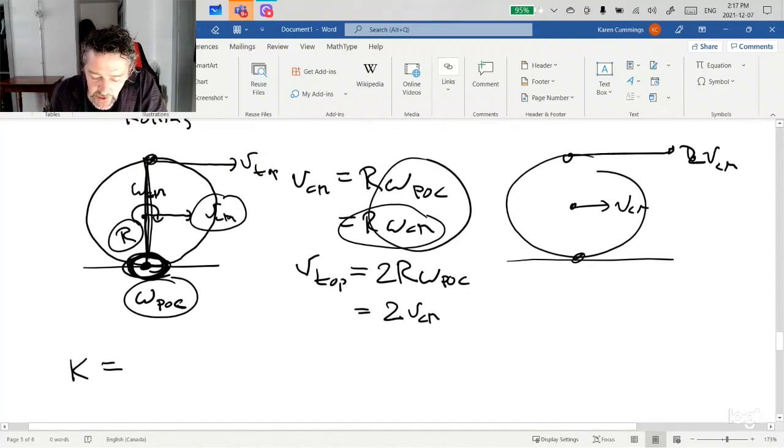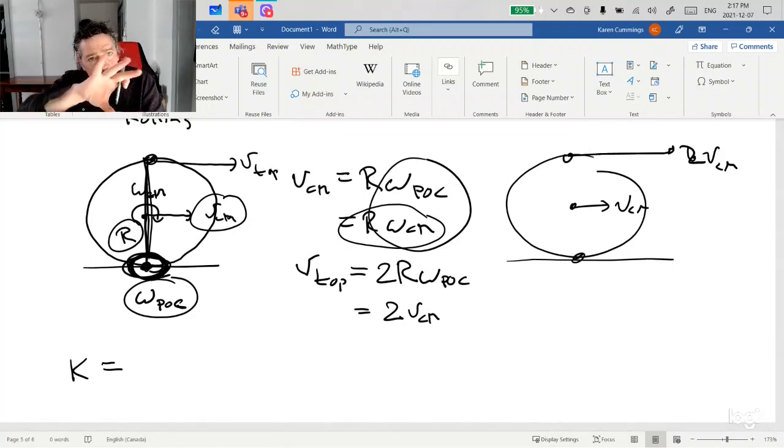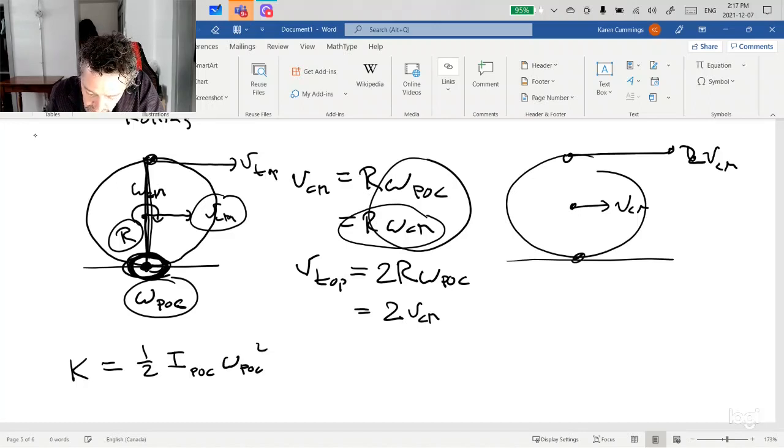So if we're thinking about it as point of contact momentarily at rest, and we just have an object doing this, well, what's the kinetic energy associated with that? Well, you just go 1/2 times the moment of inertia for rotating a wheel, not about its central axis, but about a point on the rim of the wheel. Okay, so that's I point of contact times omega point of contact squared.